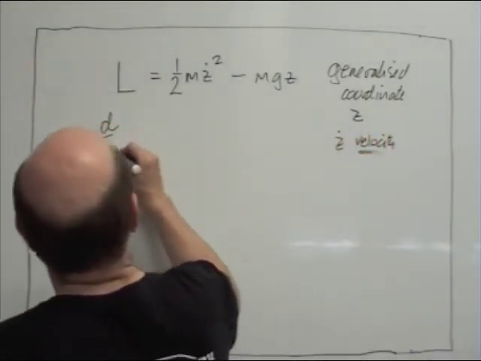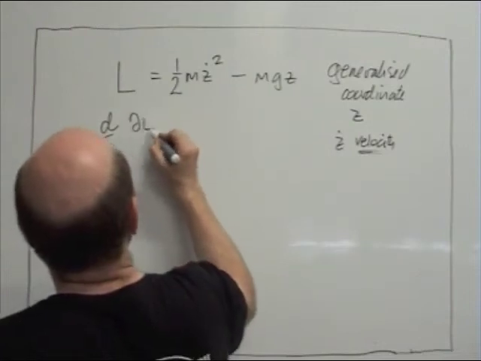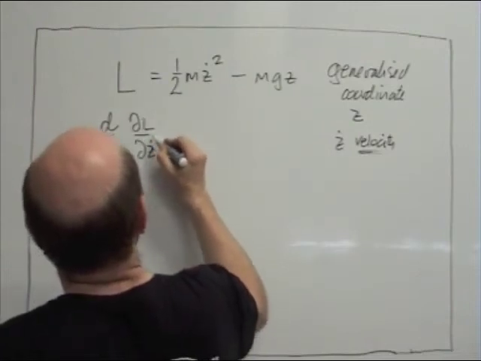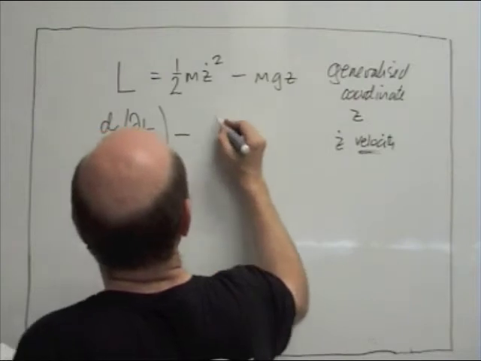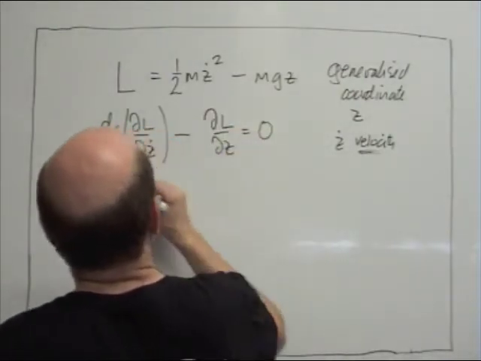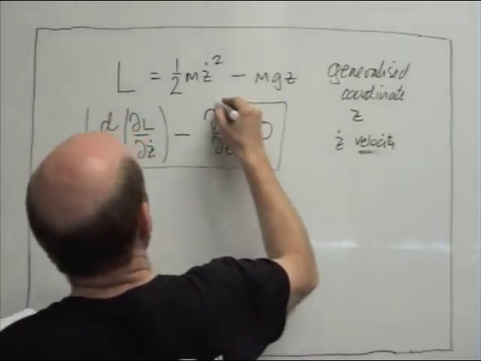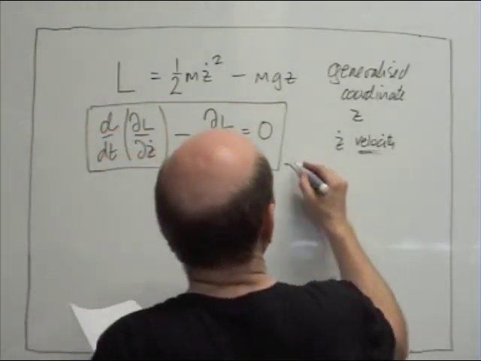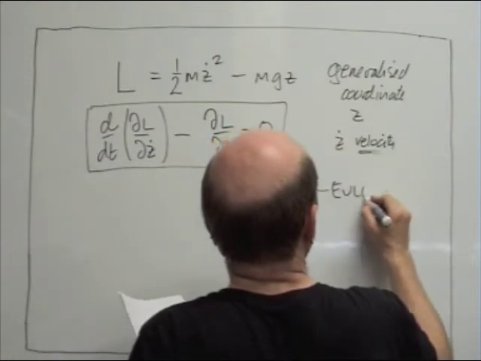So you've got d by dt of the partial derivative of L with respect to z dot in this case, because z is your coordinate, minus the partial derivative of L with respect to z equals 0. So those are your Euler-Lagrange equations of motion, and you should remember the form of that equation.